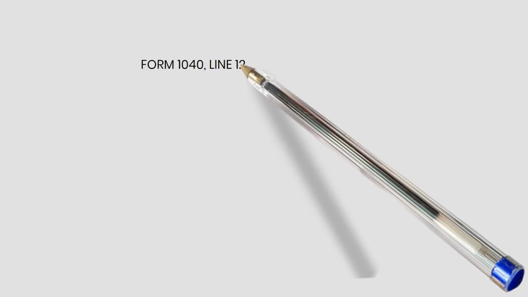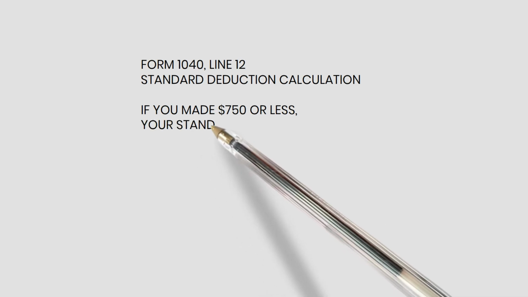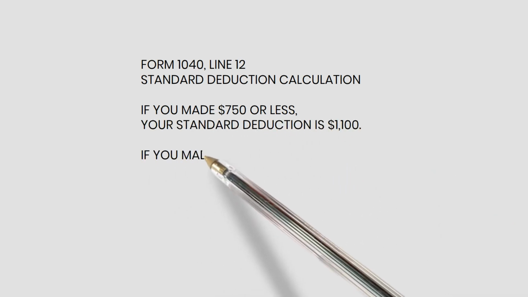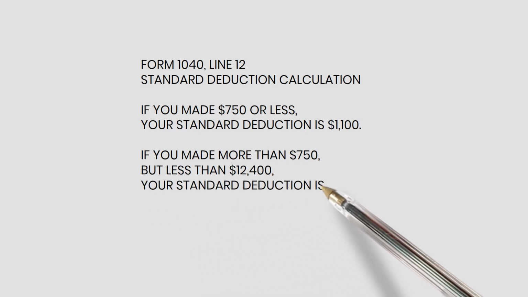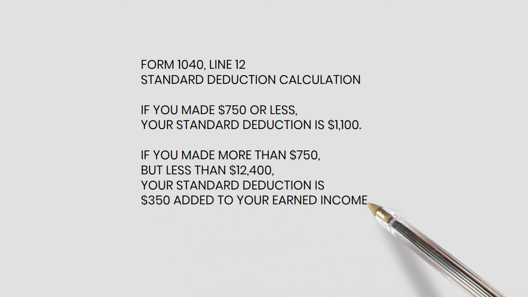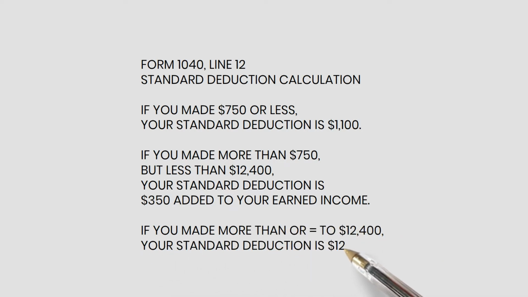I have summarized the worksheet for you. If you made $750 or less, your standard deduction is $1,100. If you made more than $750 but less than $12,400, your standard deduction is $350 added to your earned income. If you made more than or equal to $12,400, your standard deduction is $12,400.